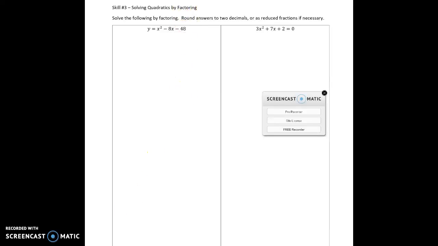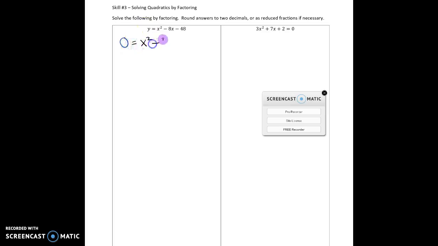Okay, so skill number 3. We're going to solve quadratics by factoring. On the left side, you have y equals x squared minus 8x minus 48. Our first step always, if necessary, is to set your y equal to 0.